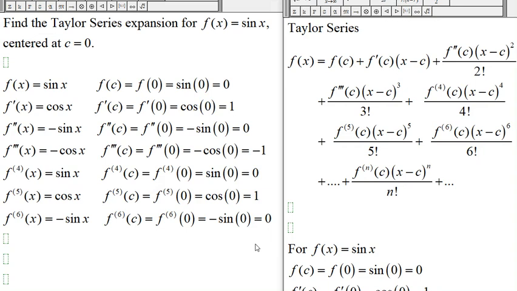And to get the Taylor series expansion, in the place of f of c, we have 0. In the place of f prime of c, we get 1. And then in the place of the second derivative at c, we get 0. And for the third derivative at c, we get negative 1. And then the fourth derivative, we get 0. The fifth derivative, we get 1. And then the sixth derivative, we get 0.